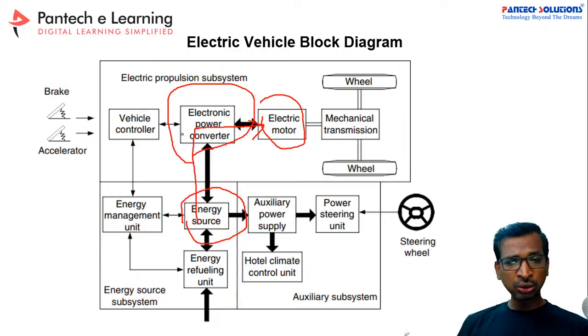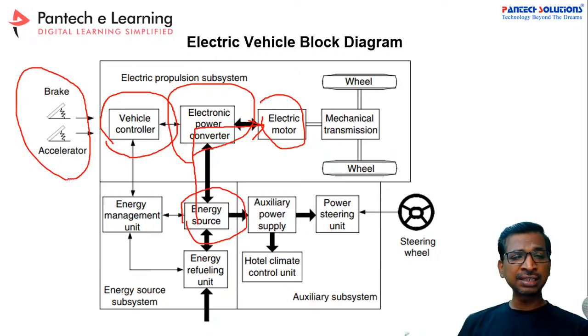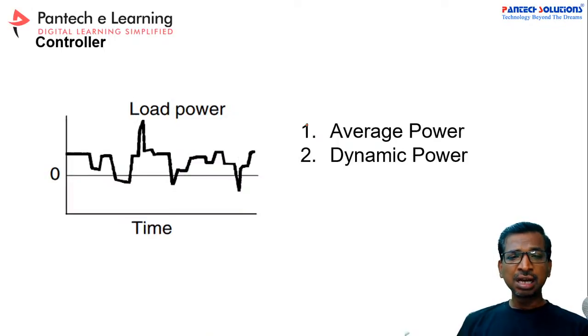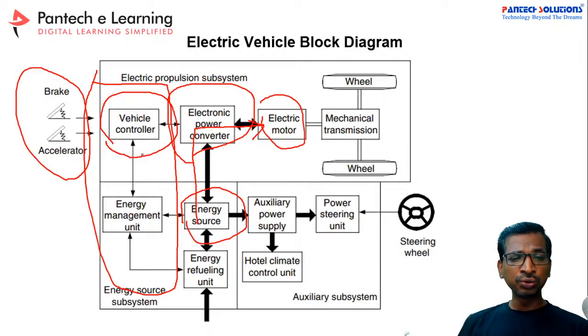To generate the exact voltage and current, the controller is going to generate a control signal. This controller takes the acceleration as well as the brake, and based on these two input data, the controller generates it. Again, everything will be in the microcontroller. So this part and this part will be the microcontroller part, and the remaining everything will be the power electronic circuit.